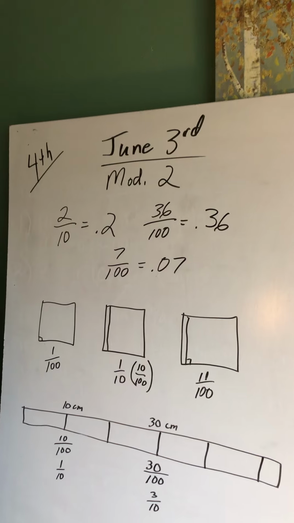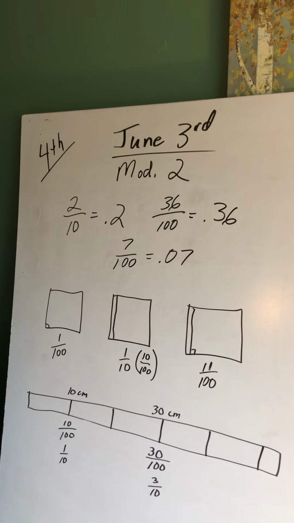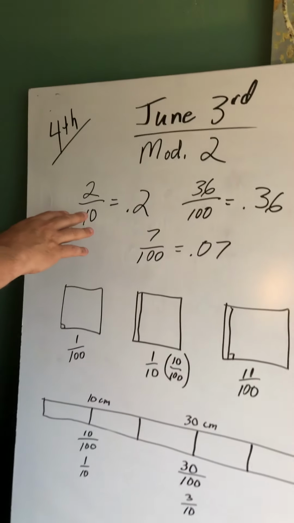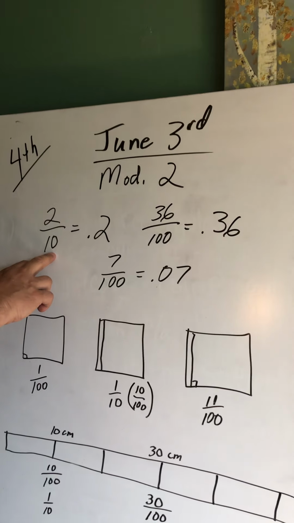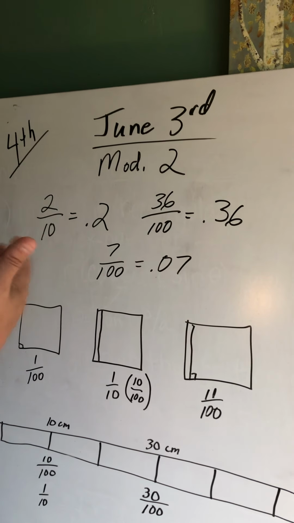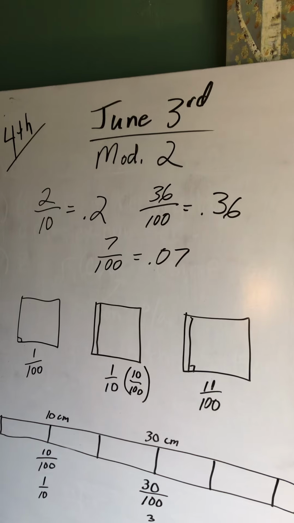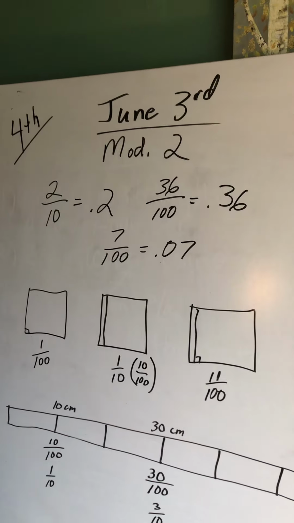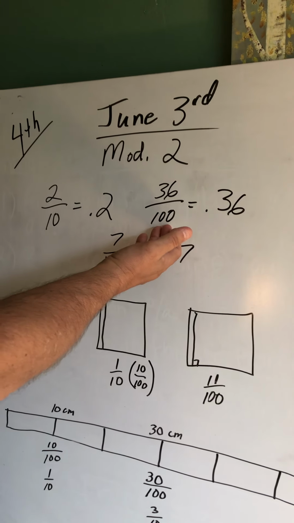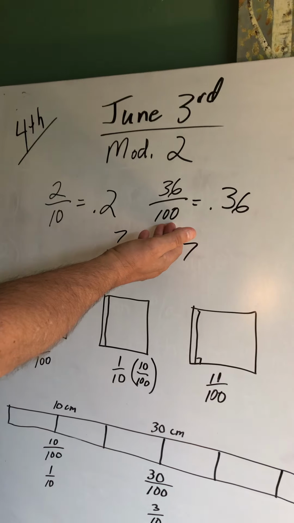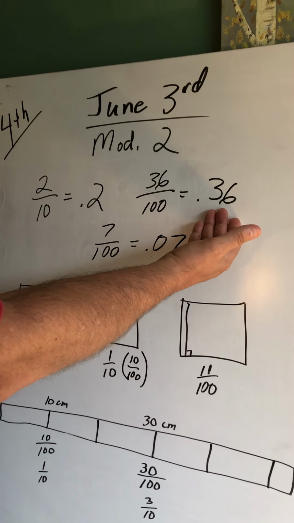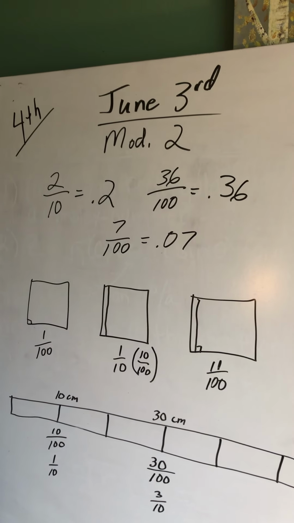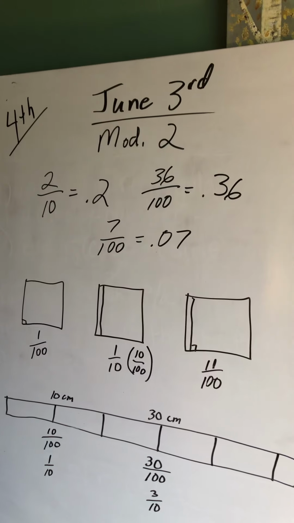hundredths. Now this is a review for lots of you, if I remember right. Let's just review. We know that 2/10 is 0.2, and it's kind of cool, you pronounce them the same. This is 2/10 as a fraction, and this is 2/10 as a decimal. This one is 36 hundredths. I know some of you like to say 0.36, but that is 36 hundredths.